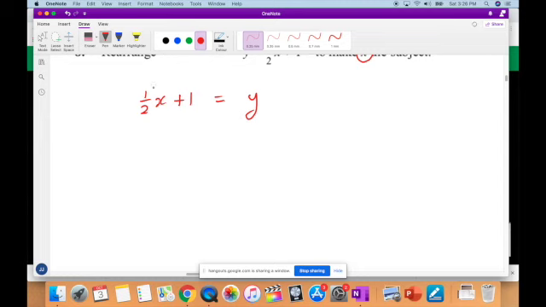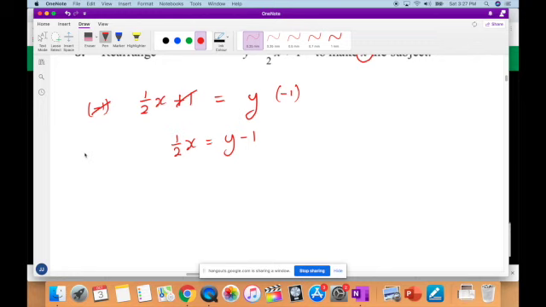This is a really important one, right? So you can see I have a half x. I could get rid of this 1 first of all. If I get rid of that 1, I would have to minus 1 from both sides of the equation. So if I minus 1, these ones will cancel. I'll end up with a half x is equal to y minus 1.